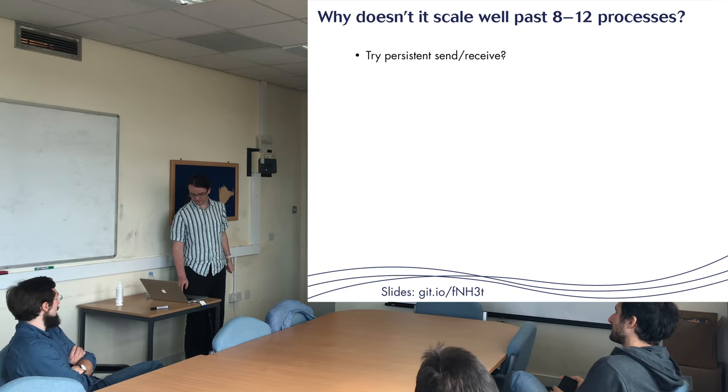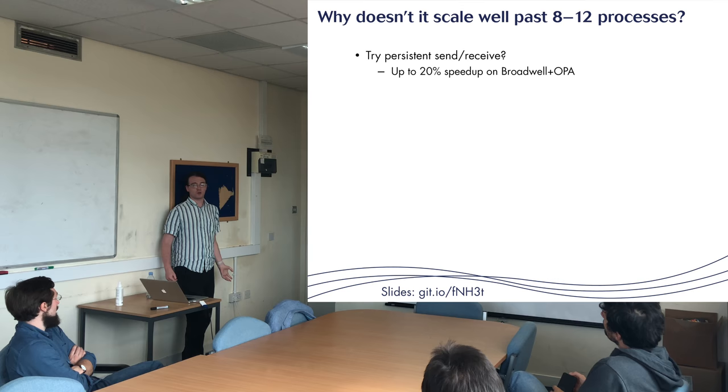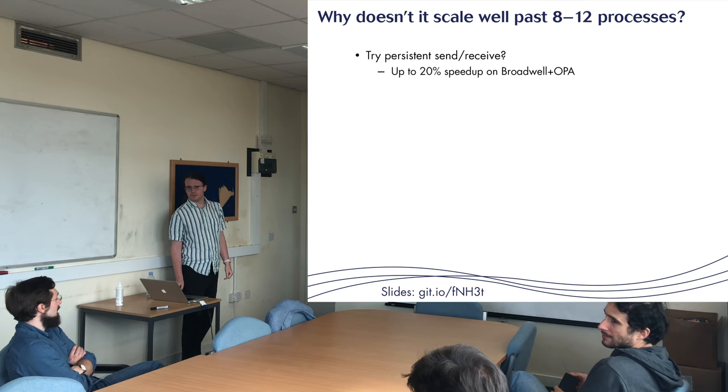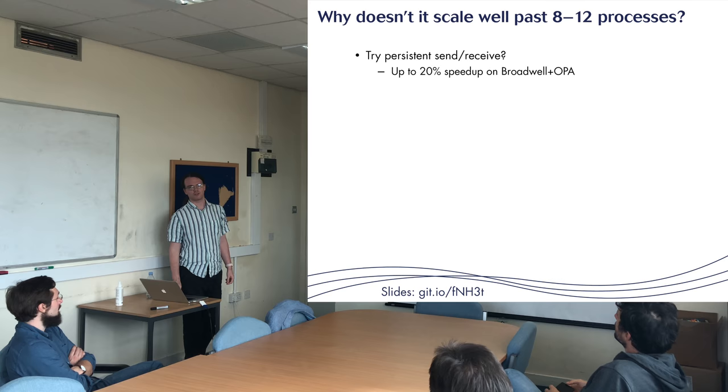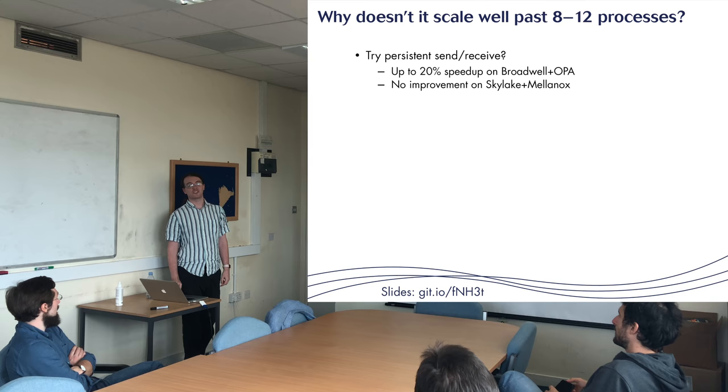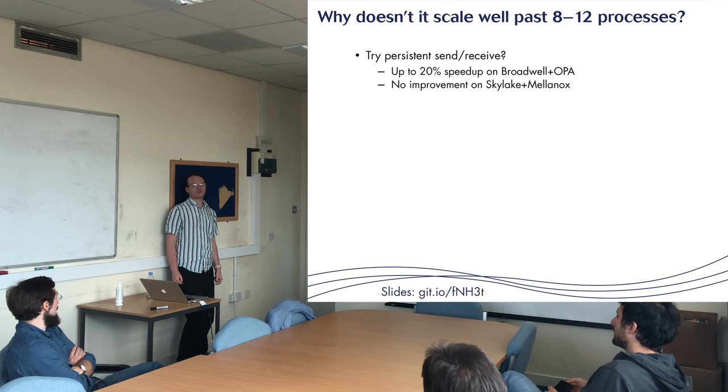Turns out if you're on Broadwell with Omnipath, then you get maybe a 20% speed up from it, which is promising. So 20% for MPI communications or for your code? Total for the code. For this micro benchmark rather than for the entire executable work. Wow. You don't see anything on Skylake. So it's either moving from Omnipath to Mellanox or moving from Broadwell to Skylake fixes that problem. So it's not the source of us being slow.